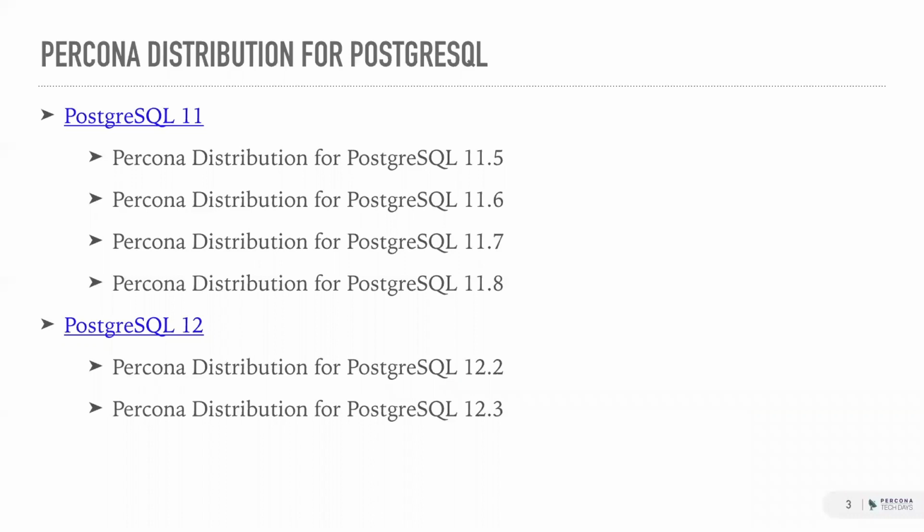So just to let you know, we have Percona Distribution for Postgres released for Postgres 11 as well as 12. And for 11, you could get it for the minor versions 5, 6, 7, and 8, and even for 12, the minor versions 2 and 3 are available. So you could go ahead and download them using the links, and you should be able to use them.